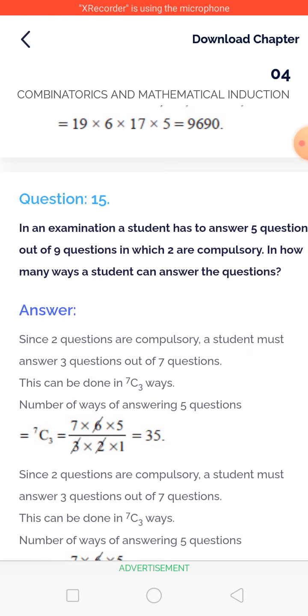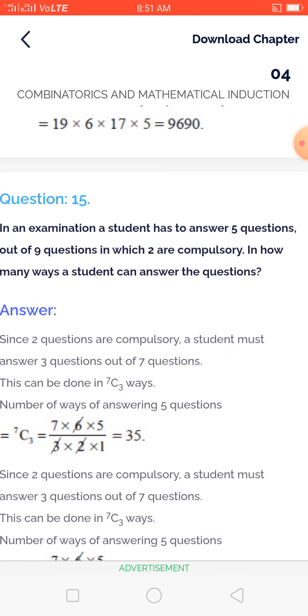Okay, in an examination, a student has to answer 5 questions. So in one exam, each student has to answer 5 questions out of 9 questions, in which 2 are compulsory. Okay, simple one. So there are 9 questions. We need to write 5 questions. In those 5 questions, 2 are compulsory. In how many ways can a student answer the questions?